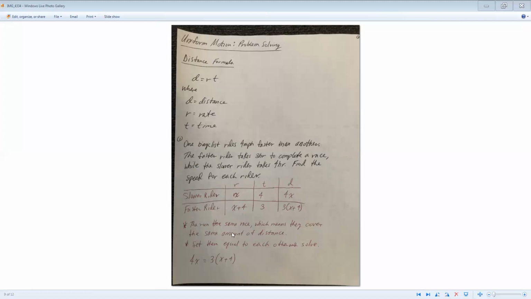They're having a race, they're running the same race. That means that they cover the same amount of distance. So if we want to set up an equation, we can set up the distances equal to each other. So the 4x and the 3 times x plus 4 should be set equal to each other because they represent the same distance covered.